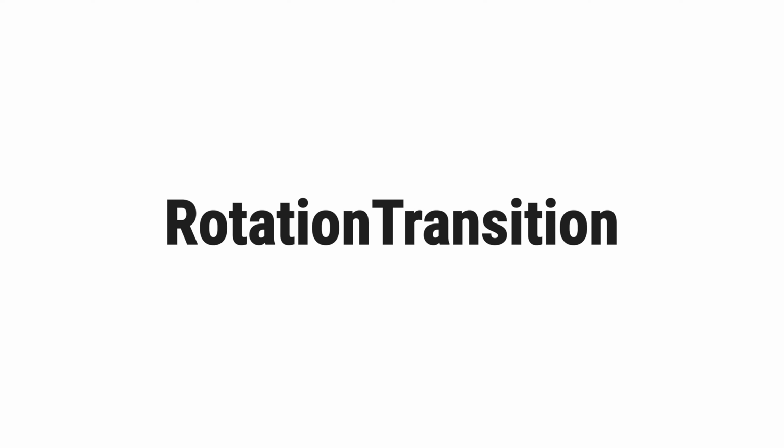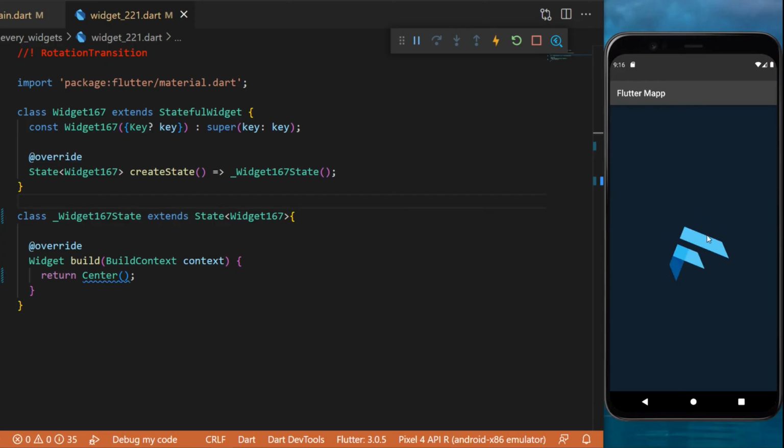The RotationTransition widget. This is a Flutter logo which turns and comes back. And this is because we use the RotationTransition widget. Let me show you how it works.